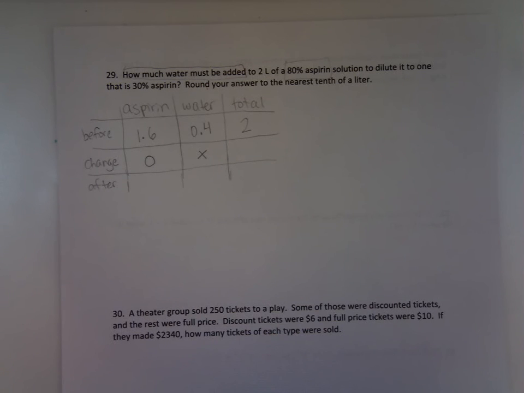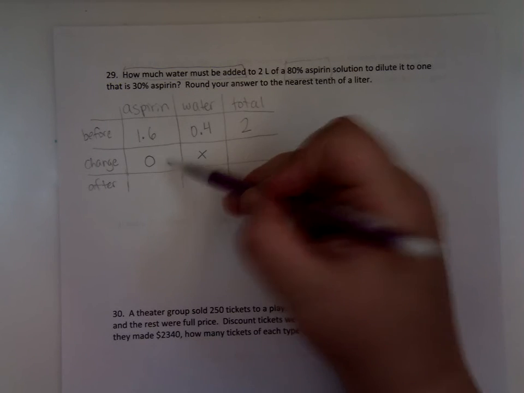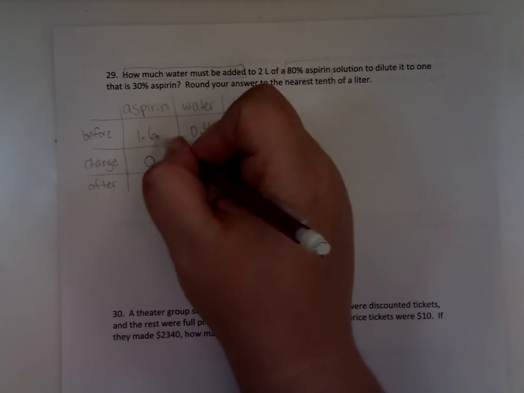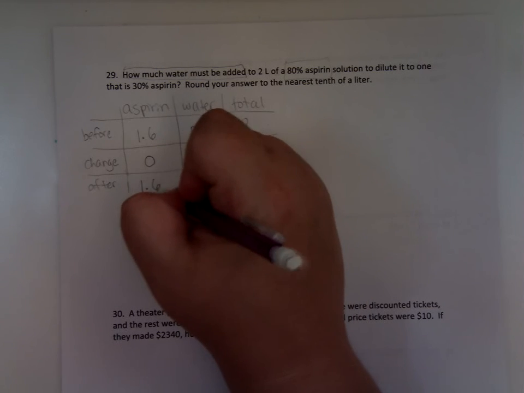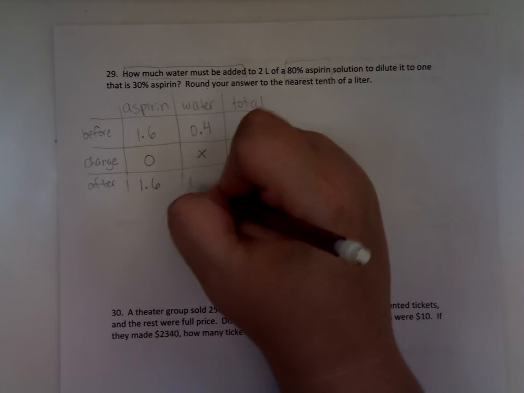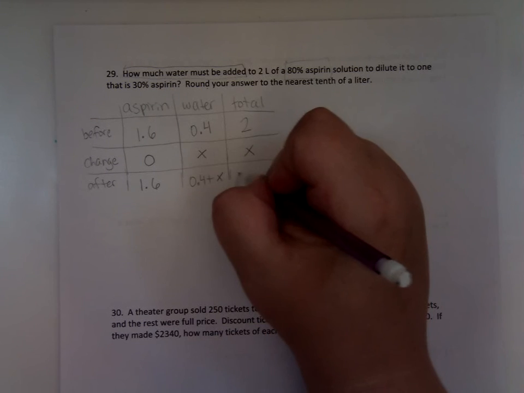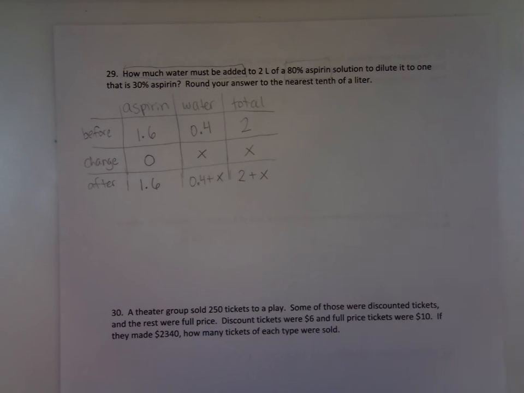So if we add these together, 0 plus X is X. So the total change is X liters, which is just the water that we're adding in. So afterward, the amount of aspirin still stays 1.6 liters. The amount of water is now 0.4 plus X, however much we're adding, and then the new total is going to be 2 plus X.